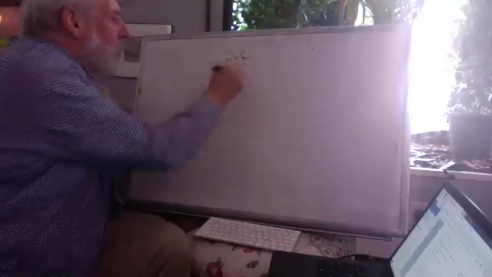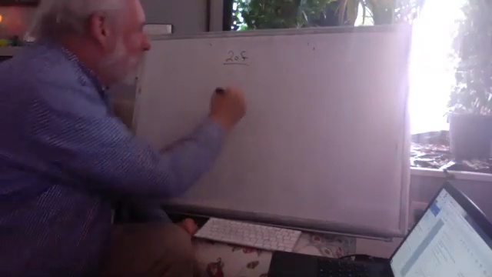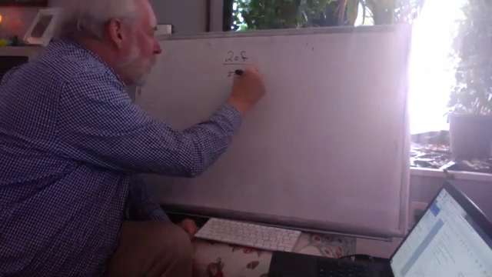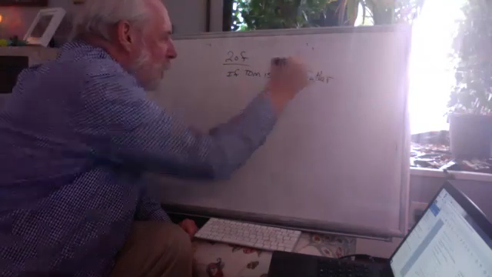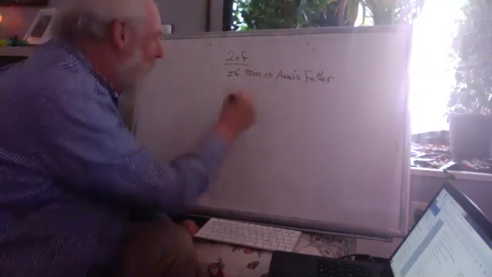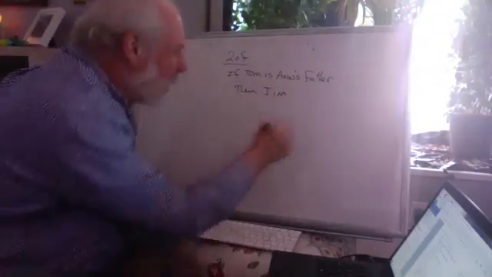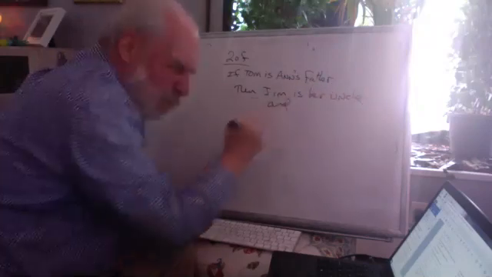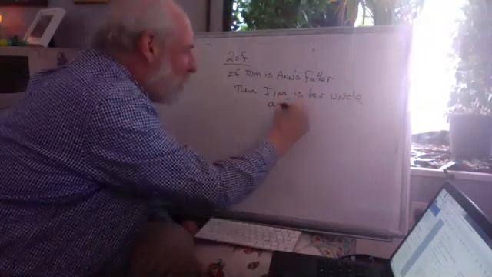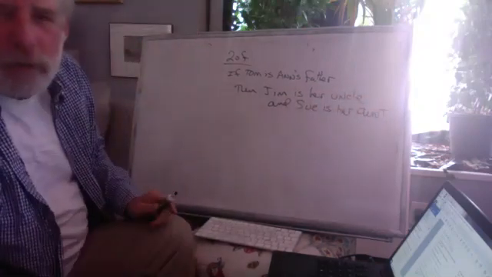So 20F says: if Tom is Ann's father, then Jim is her uncle. And okay, so there's the statement.